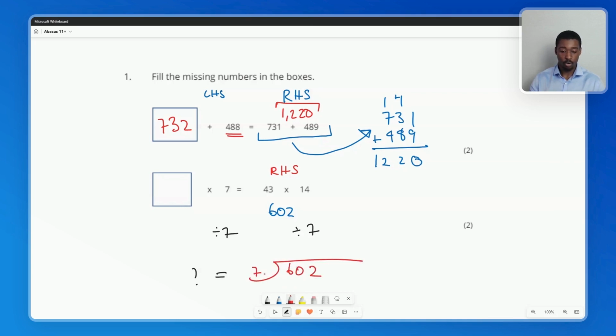Well, 7 doesn't go into 6, so we do 7 into 60. Well, use our times tables. We know that 7 times 8 is 56. So it has to be 8. 7 times 9 would be too big because 7 times 9 is 63. That's why it's so important to be sharp with our times tables. So 8. 7 times 8 is 56. Carry the 4. 7 into 42 is going to be 6. 6 times 7 is 42. So we have 8 and 6 giving us 86, and our answer is 86. 86 times 7 is 602.